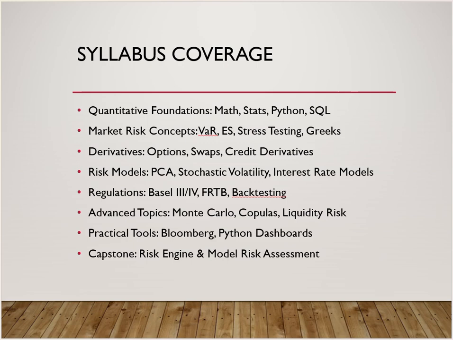And then we will discuss risk models like principal component analysis, stochastic volatility, and different kinds of volatility. I'll explain historical volatility and implied volatility, all these volatilities. And the interest rate models: what are the SABR models, I'll explain the Vasicek model. So different kinds of interest rate models I'll explain. And then we will discuss Basel 3 and Basel 4, FRTB, and backtesting, the rules and regulations of Basel 3 and Basel 4, and the fundamental review of the trading book.